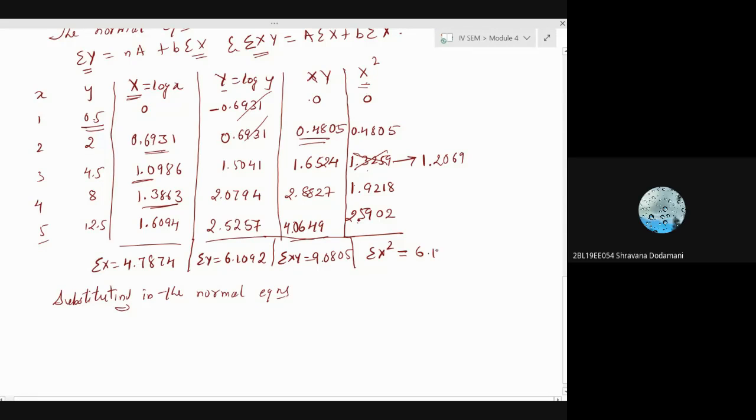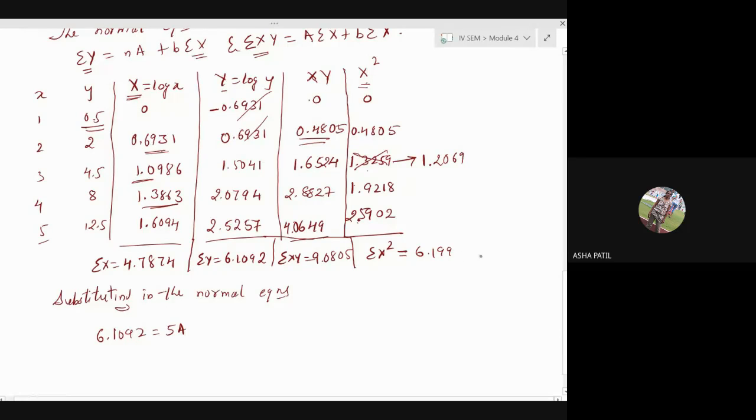6.1993, ma'am. 1993. Okay. Hope I have written correctly. Check them once again. I will substitute in the normal equation. Summation y is 6.1092. N is 5. 1994, madam. Okay.